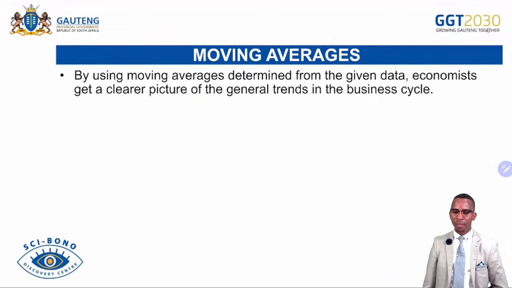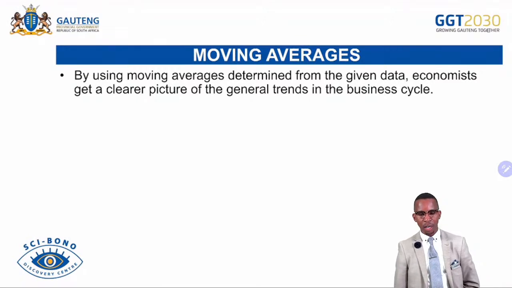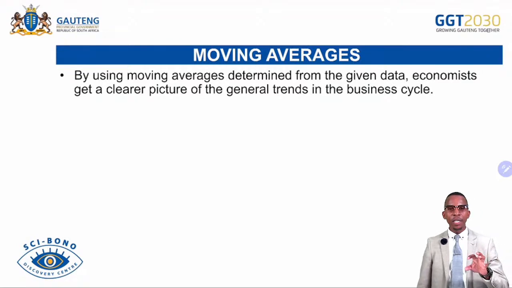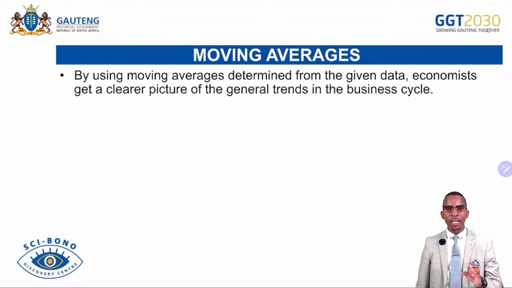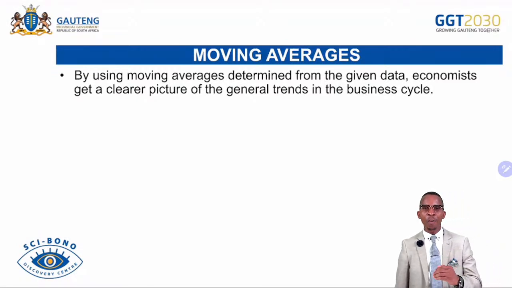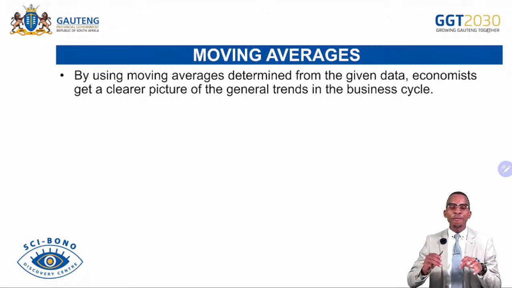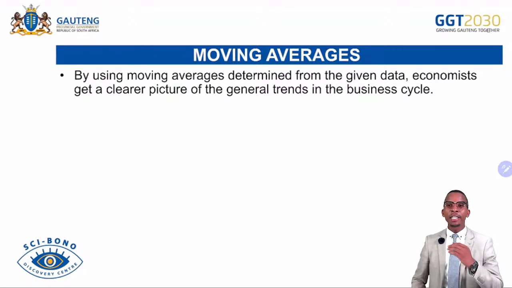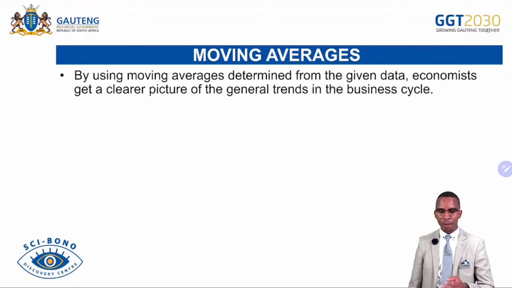So by using moving averages determined from the given data, economists get a clear picture or information of the general trends of the business cycle. It gives that clear picture to economists, the government authorities, and business people on the trends of the economic activities or economic performance over the past years. Then they can use that information to forecast, meaning to foresee, estimate, predict or extrapolate what might happen in the economy in the near future.